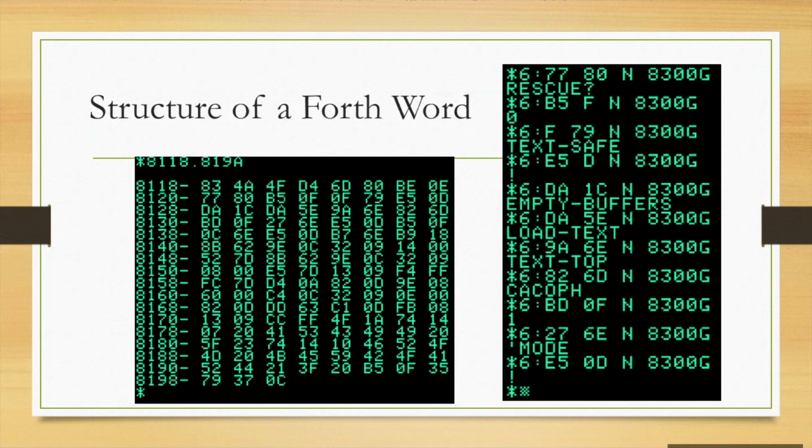So if you see that on the right, that 8300 is my utility for dumping one word after you poke 6 with the address. So looking at 8122, you have a B50F that translates to 0FB5, which is the address of the 0 word, which is a constant. Then 790F is the word text safe. So that's the basic idea of how you decompile a Forth word.